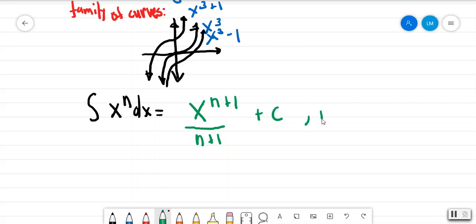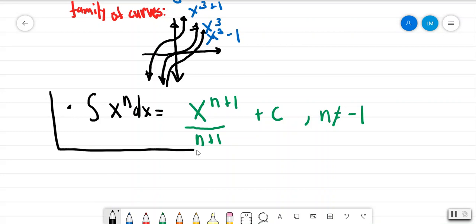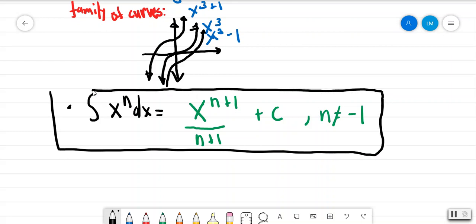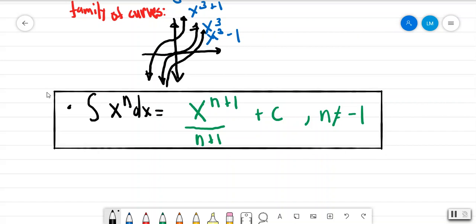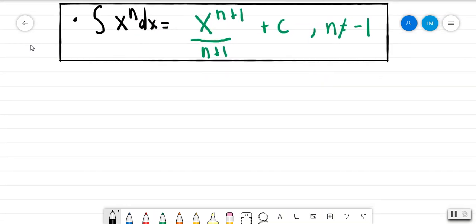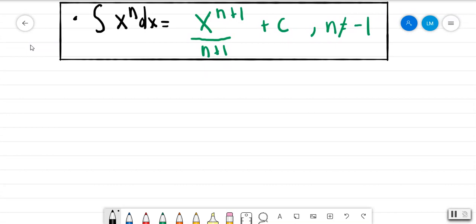But this is provided that n is not equal to negative 1. It could be anything else, just not negative 1. So we have our first set of formulas. This is what we call the anti-power rule, because we're adding back to the original power. When we do these, all we need to do is add 1 and divide by the same thing, in order to cancel out the constant in front.